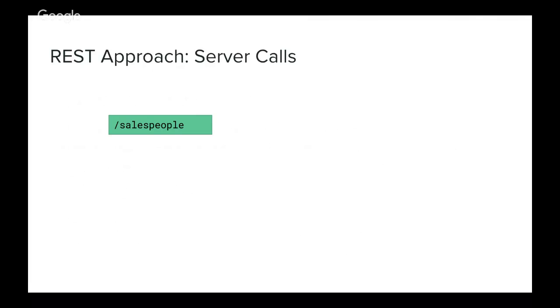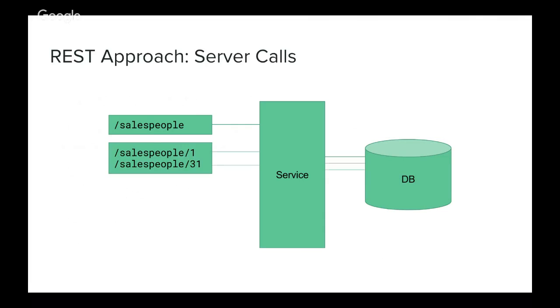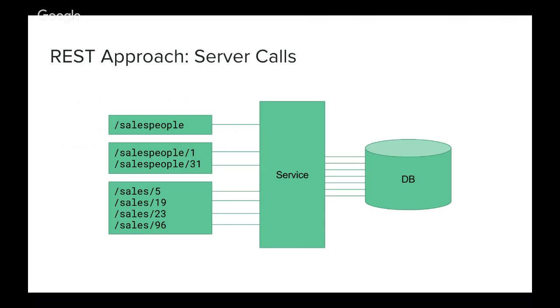And if we take a look at how this ends up looking in terms of the client-server interaction, we have the first call to the salespeople path. It's the service, which in turn queries the DB and brings back the IDs to the UI. And the UI then makes 2 additional calls to the service, which again calls the database for each of these objects and sends back the information. Then the client gets into the individual sales, and so on and so forth in the REST landscape.